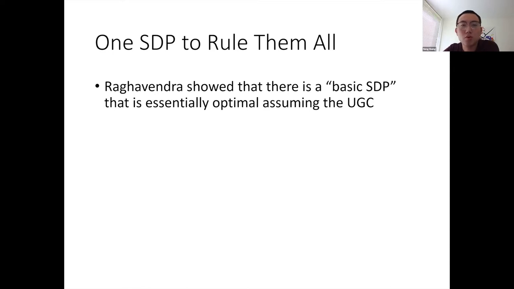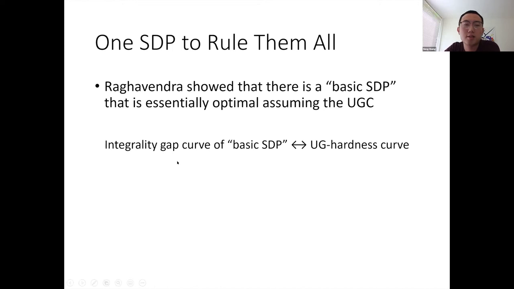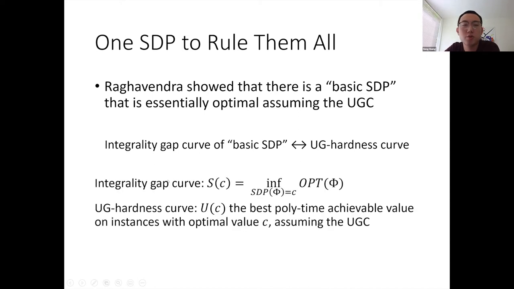What he means by this is that the integrality gap curve of the basic SDP is essentially the same as the unique games hardness curve. Here the integrality gap curve is defined to be the function S(c), which is the infimum of the optimum value of phi over all instances phi with SDP value c. And the UG hardness curve is the function U(c), which is the best polynomial-time achievable value on instances with optimal value c, assuming the unique games conjecture. Raghavendra showed that these two functions are essentially the same.